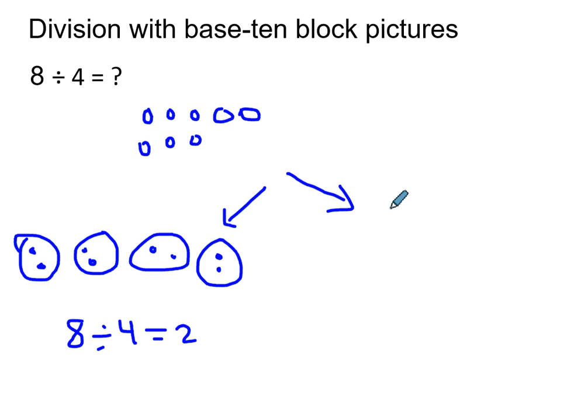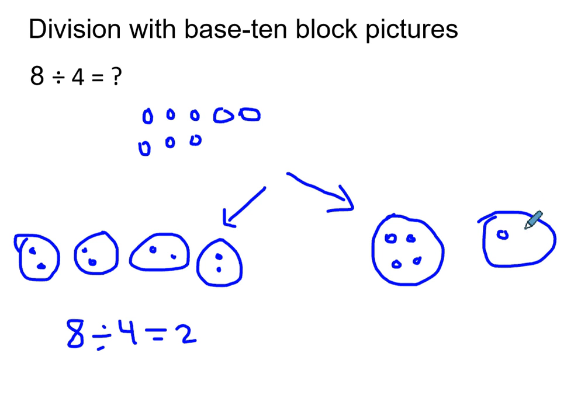The other way you can think of is I have 8 and I need to put 4 in each group. So if I put 4 in each group, how many groups would I have? 8 divided by 4 will give me also 2, but that means that if I put 4 in each group, I'm going to have 2 groups. So there are 2 ways you can do it.